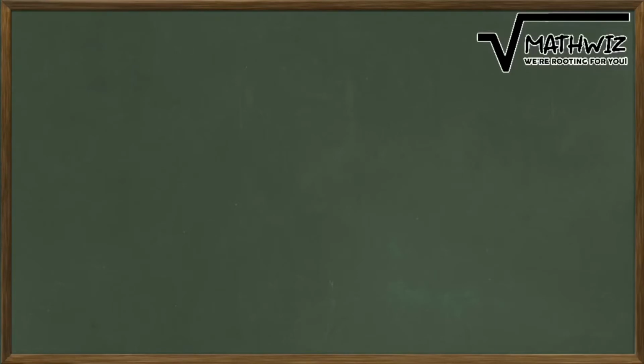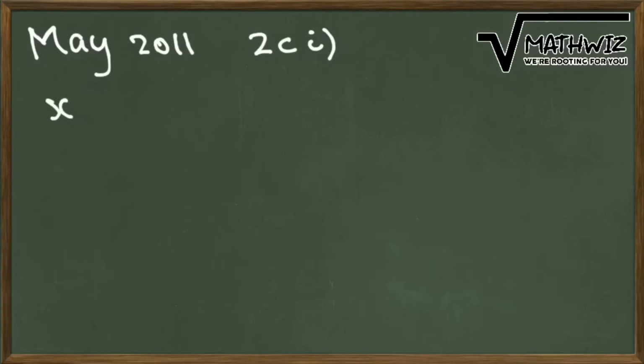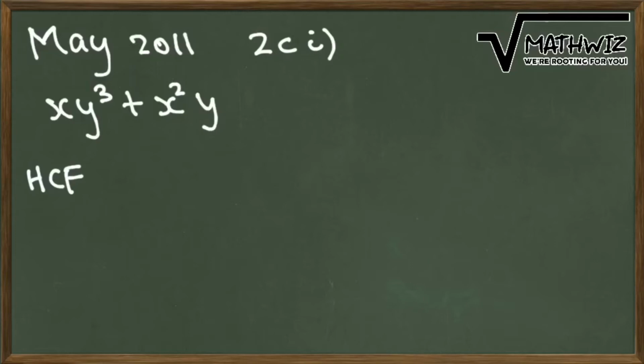Okay, so for today's past paper, we are going to be going through May 2011, and it is question 2C, part I. So the question reads xy cubed plus x squared y. All right, so for this now, whenever there are no numbers, you can just go ahead and factorize the letters. So if you want examples where we're factorizing with the terms having numbers, you can maybe go ahead and check out one of the other videos that we have posted, right?